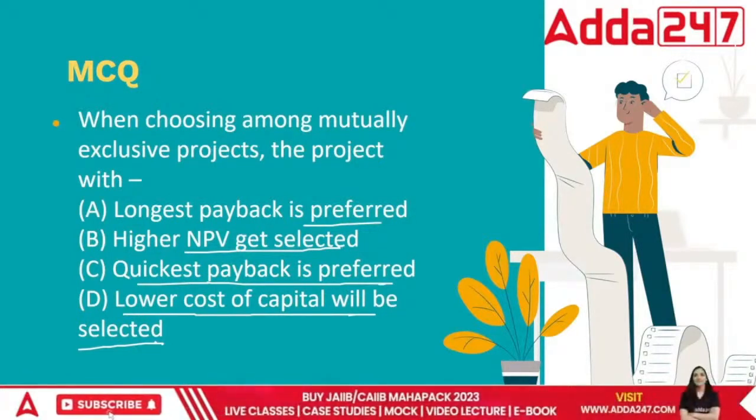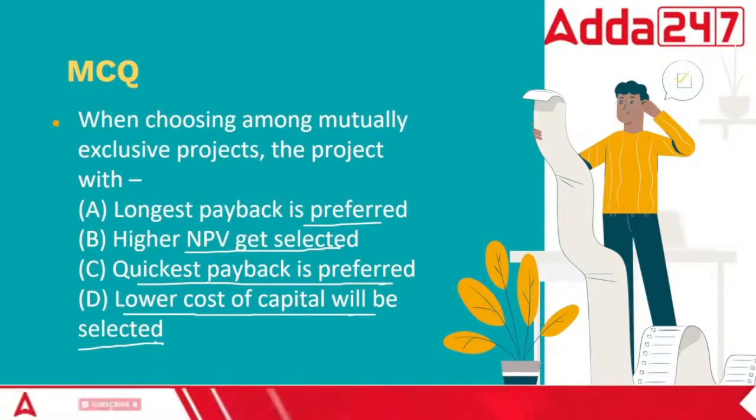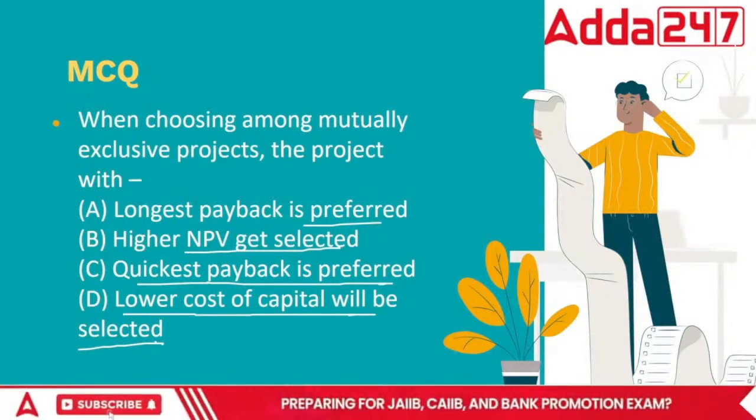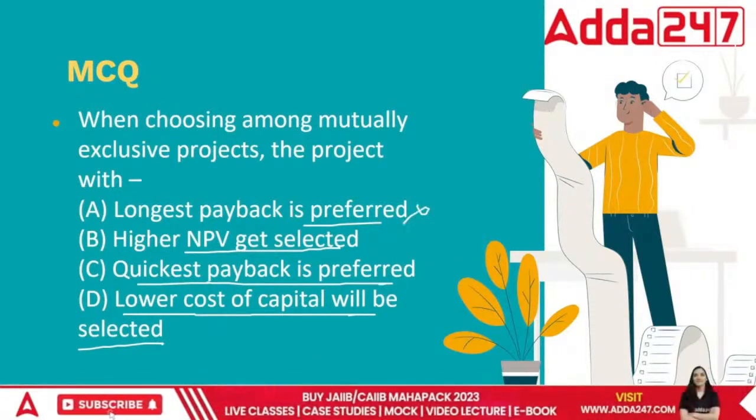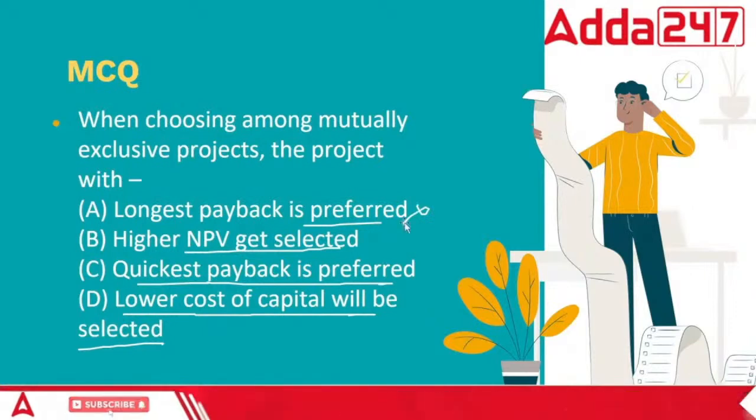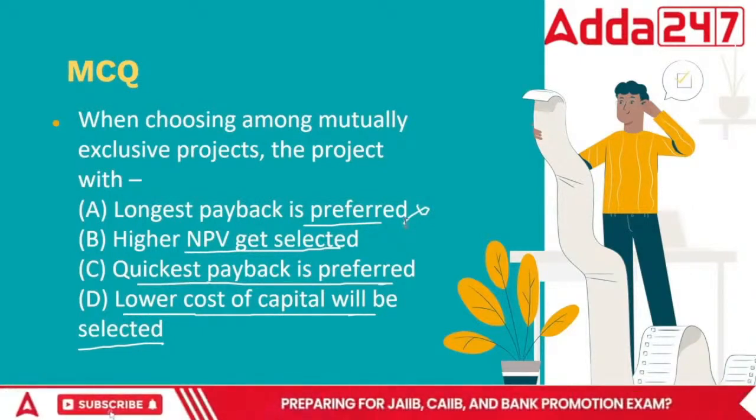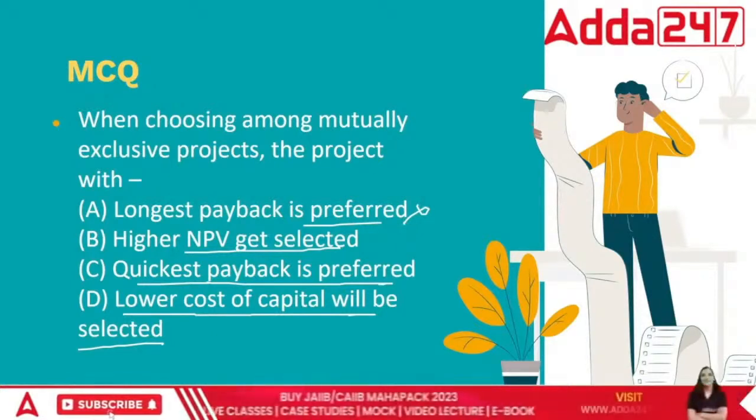In this case, when we're looking at mutually exclusive, we have to find the best one. Lower cost of capital, longest payback. Longest payback should not be chosen. The one which takes the maximum time, why should we choose it? If I've taken a loan or something, then that particular person will chase us asking why aren't you paying yet? So this is not something that we can choose.